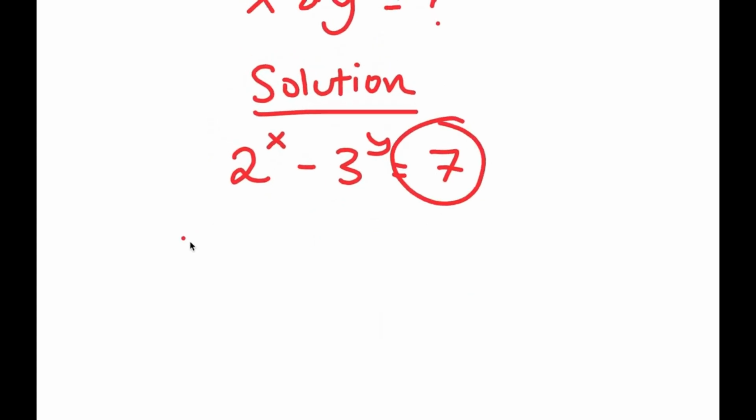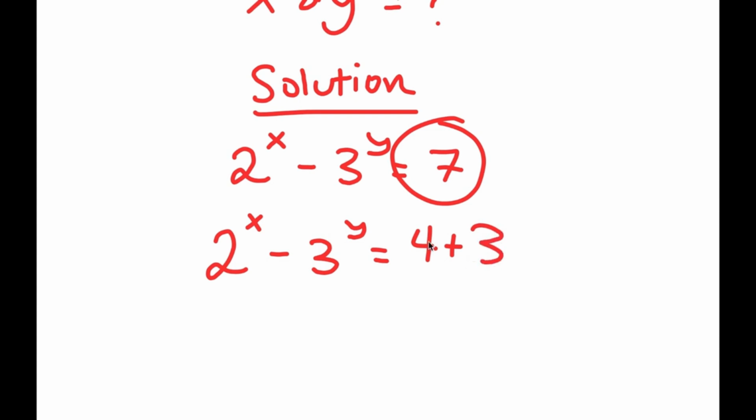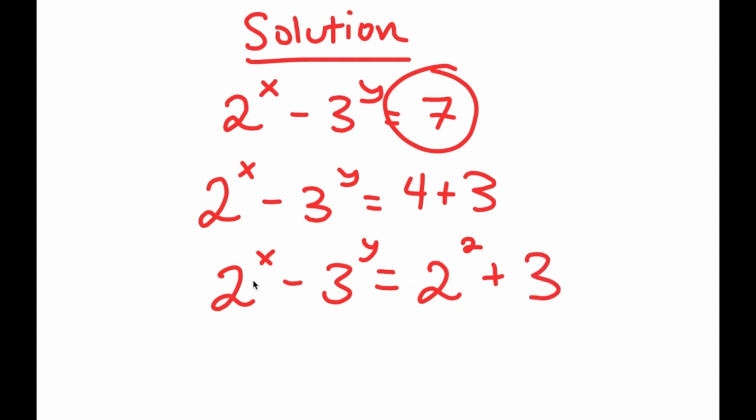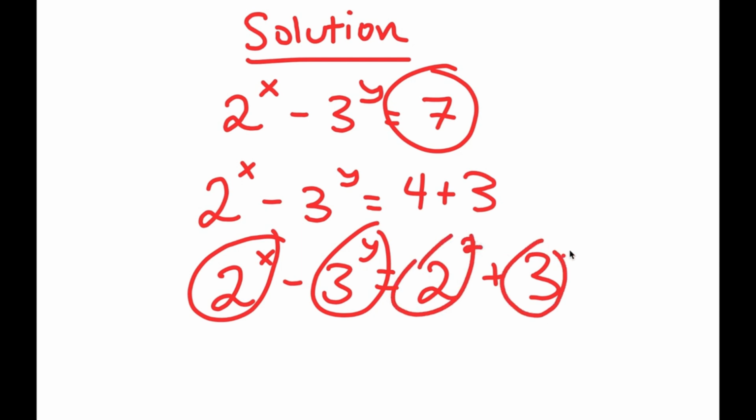I'm going to rewrite 7 as 4 plus 3. So now I have 2 to the power of x minus 3 to the power of y is equal to 4 plus 3. And the reason I did this was because 4 is the same thing as 2 squared. So now I get 2 squared plus 3. And notice how I have something in the form 2 to the power of number minus 3 to the power of number is equal to 2 to the power of number. And I also have 3 to the power of 1.